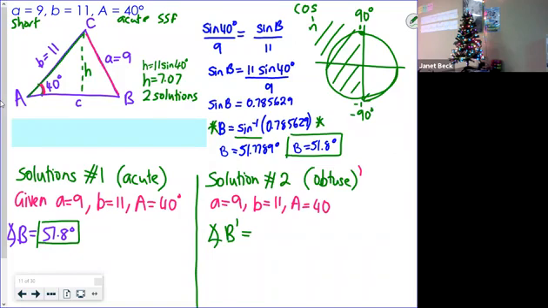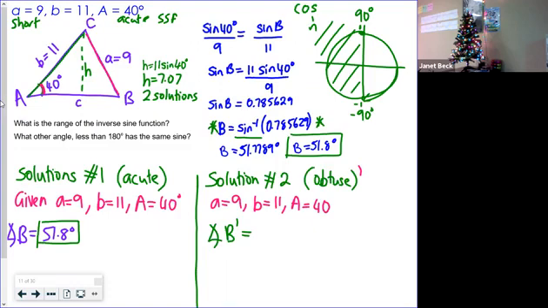Inverse sine can only ever give you an acute angle. So the sine we were putting in there was 0.7856. This is 1. This is about 0.7856. This was our angle B, this angle here.